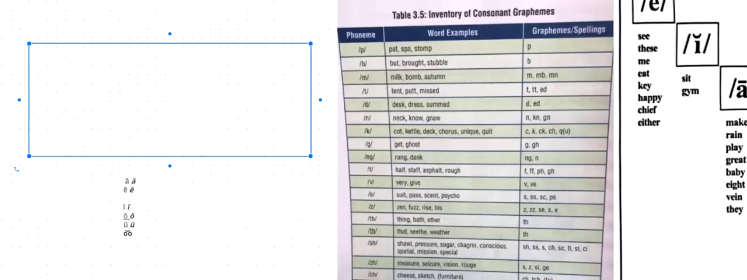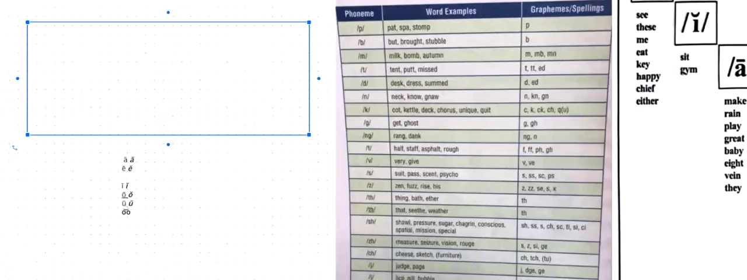Orange, the first sound is or, then n, the n sound, and then the j sound. Orange. So that's why this word has one syllable, because there's only one vowel sound. Orange.